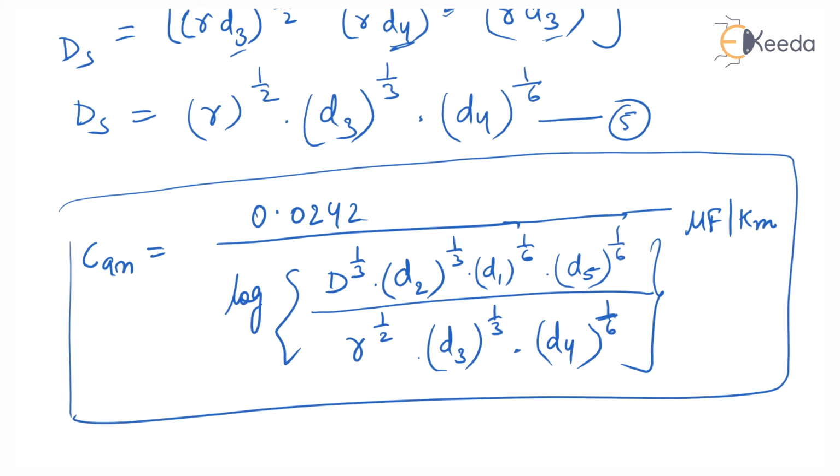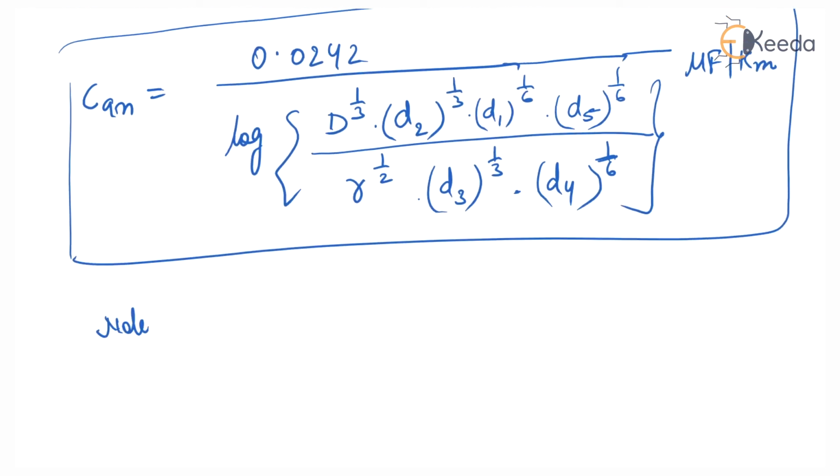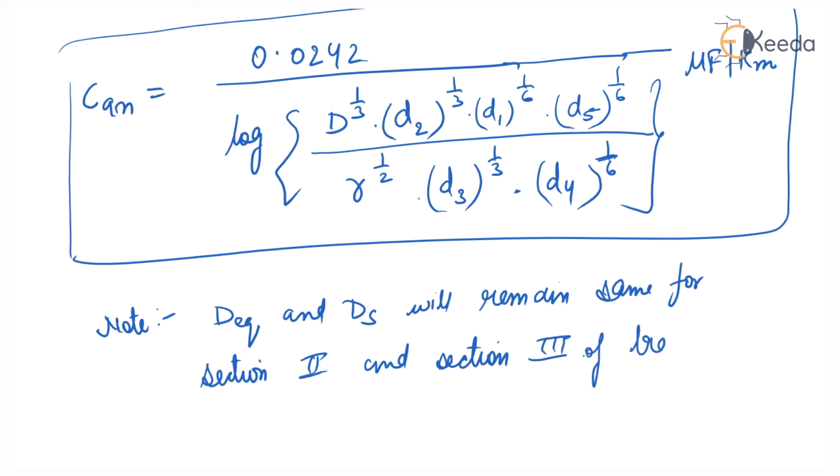See, D equivalent and DS will remain the same for section 2nd and section 3rd because of the transposition cycle. So I'll write this note: that D equivalent and DS will remain the same for section 2nd and section 3rd of the transposition cycle.